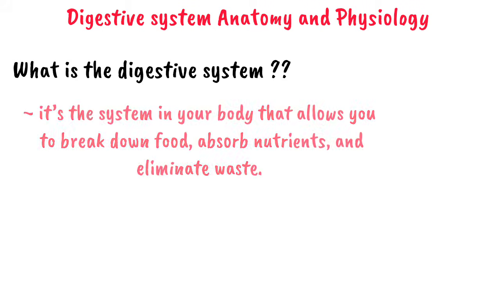In this video, we are going to talk about the anatomy and the physiology of the digestive system. Now, what exactly is the digestive system? Simply put, it is the system in your body that allows you to break down food, absorb nutrients, and eliminate waste. Without it, your cells would not get the energy and building blocks needed to function properly.